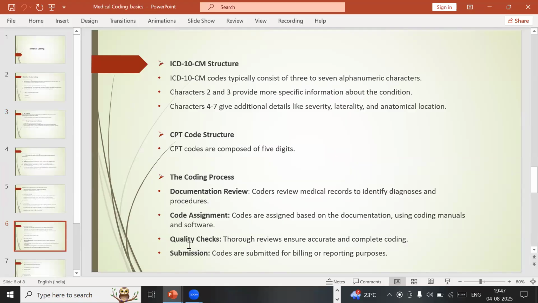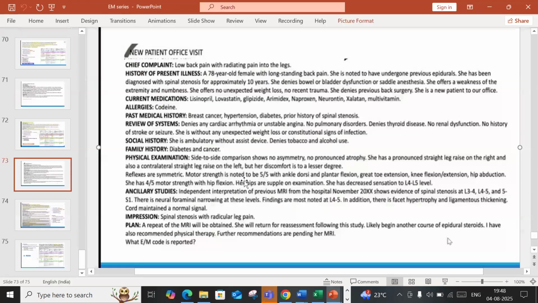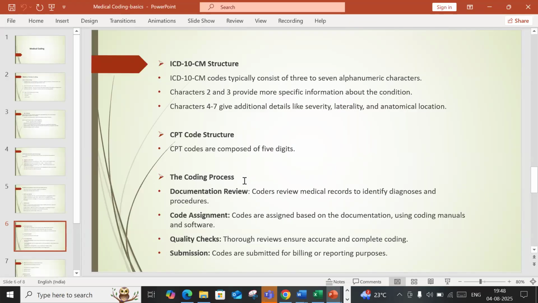Next, quality checks. Thorough reviews ensure accurate and complete coding. For the initial 1 to 2 months, after getting a job in any company, coders have 100% audit. For example, a coder has a target of 20 charts, meaning 20 patients' medical records to do on that particular day. Whatever 20 charts the coders do, all of those charts get QC done by the QC team, the QC persons in the industry.